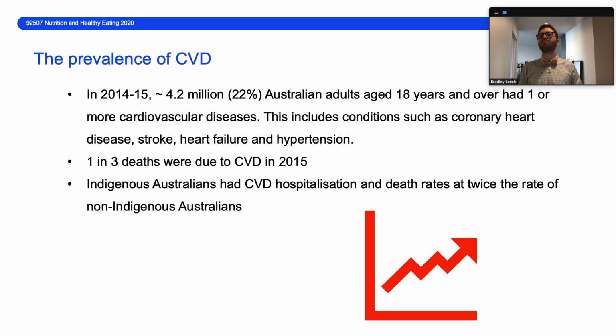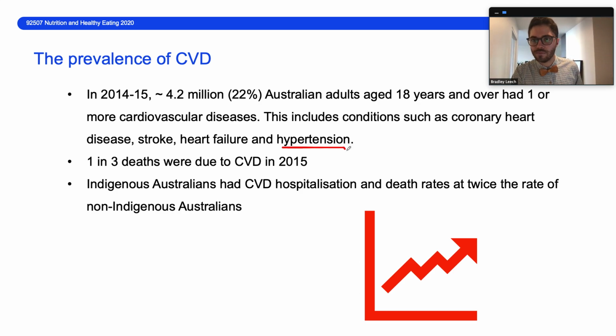Okay? The prevalence of cardiovascular disease. So in 2014-2015, within Australia, 4.2 million, that is 22%, had one or more cardiovascular diseases. So it could be heart disease, stroke, angina, and so forth.